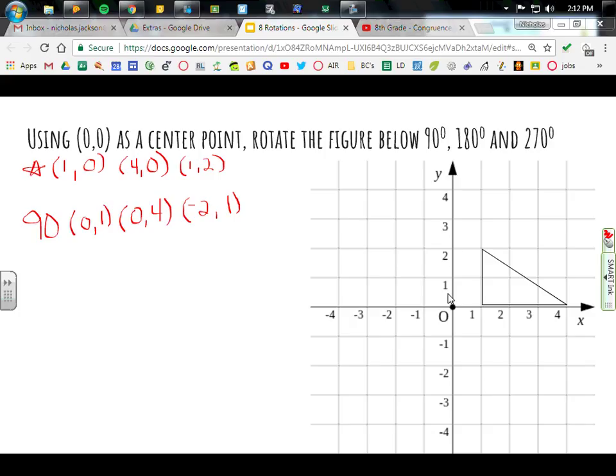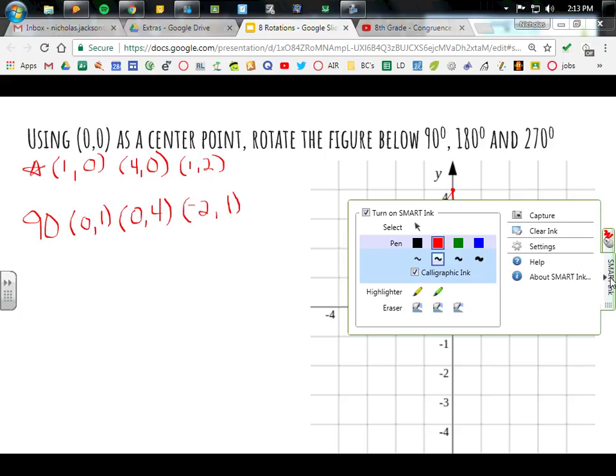So let's plot those points. So (0, 1) will go right here. (0, 4) will go right here. And (-2, 1) will go right there. So you plot, and you connect your dots, and you can see that our figure has now spun 90 degrees.